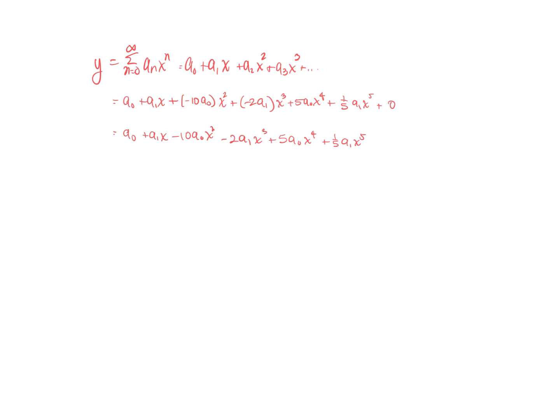So typically what we will do then is say therefore y is, and we'll factor out the a naught and the a1. So we'll say it's actually a naught times 1 minus 10x squared plus 5x to the 4th, and then plus our a1, and that one would be 1, minus 2x cubed, and plus 1/5 x to the 5th. And that's where we would leave our solution.